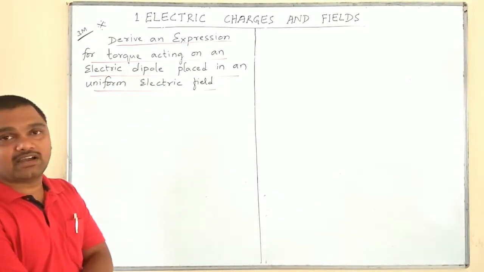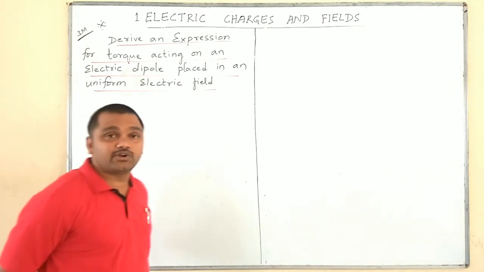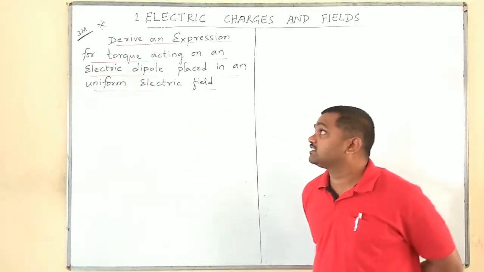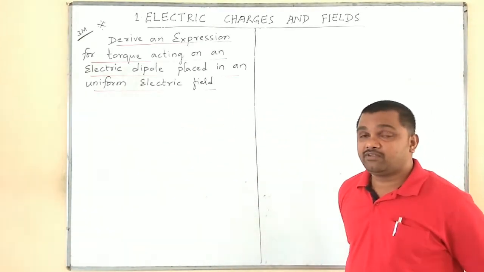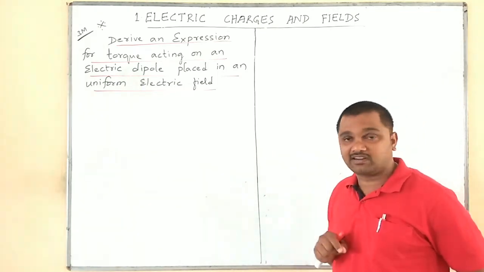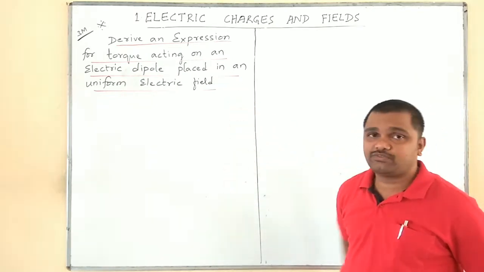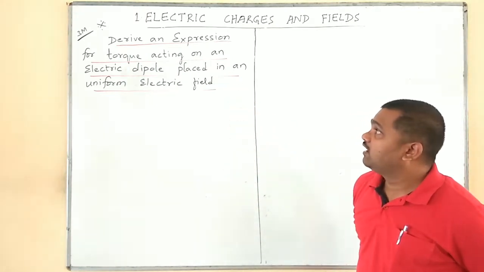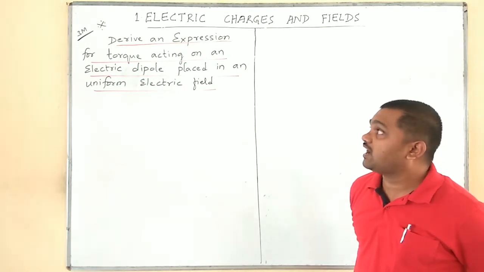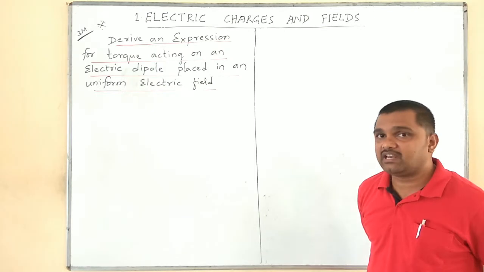In the last class, we discussed the electric intensity at a point on the equatorial line and axial line of an electric dipole. In this class, let us discuss how an electric dipole behaves whenever we place it in the presence of a uniform electric field. It will be asked for 3 marks, an important question: derive an expression for torque acting on an electric dipole placed in a uniform electric field.